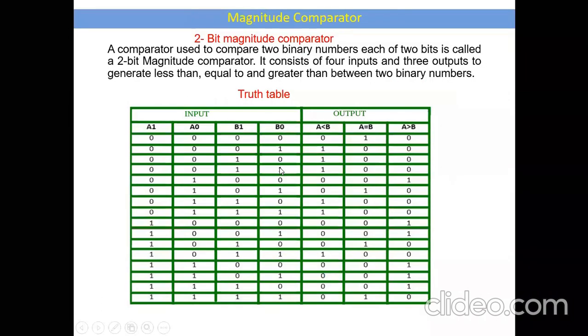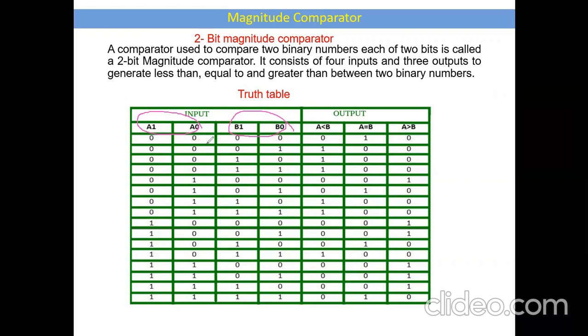The same way we should go for the 2-bit magnitude comparator. From this you can understand the binary numbers are 2. Each binary number has 2 bits. The binary numbers are A and B. So this is one binary number, this is another binary number. So we are comparing two binary numbers. This binary number has 2 bits, this binary number has 2 bits. That's why this is called 2-bit magnitude comparator. Again, output is the same: A less than B, A equal to B, A greater than B.